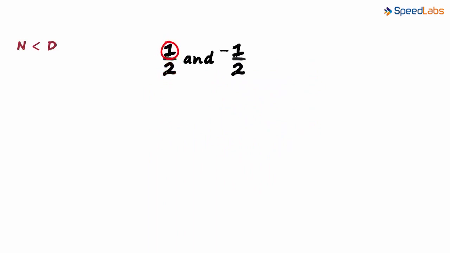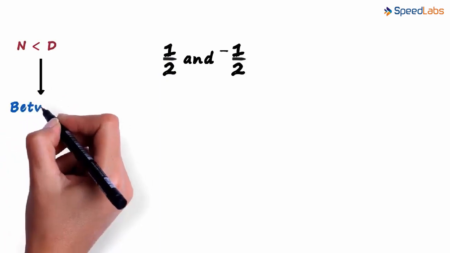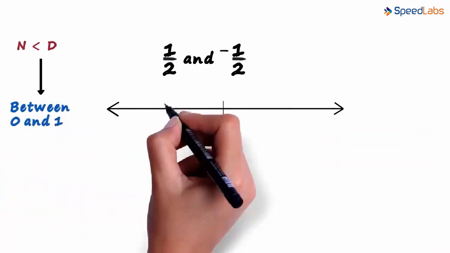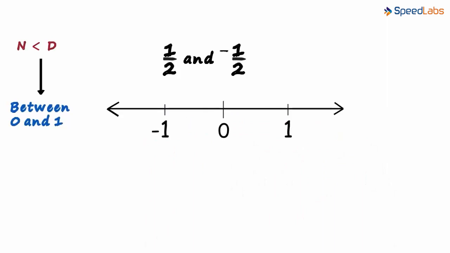The numerator 1 is less than the denominator 2. When the numerator is less than the denominator, the positive rational number will be between 0 and 1. So we draw the number line like this. The number 1 by 2 has to lie somewhere between 0 and 1.